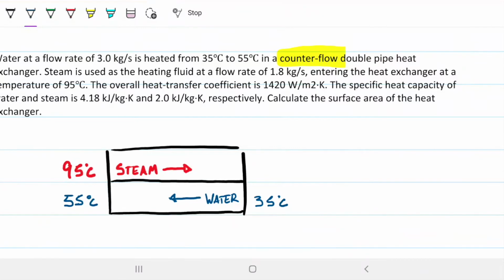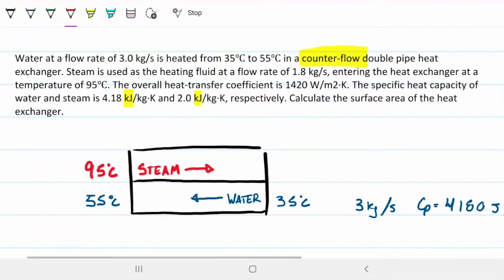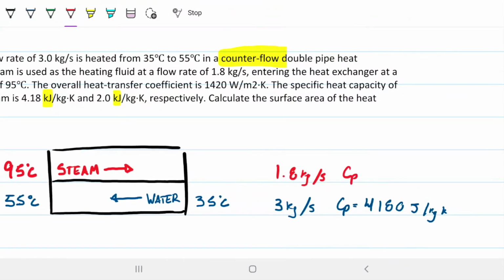Great. What else do we know? Well, we know the mass flow rate of this guy is 3 kilograms per second, and it has a C sub P, right, a capacity of 4.18. I'm going to go ahead and convert this into joules for both the steam and the liquid water. So 4180 joules per kilogram per Kelvin. And then here in the steam, we have information for it too. It is 1.8 kilograms per second, and the C sub P here is 2000 joules per kilogram per Kelvin.